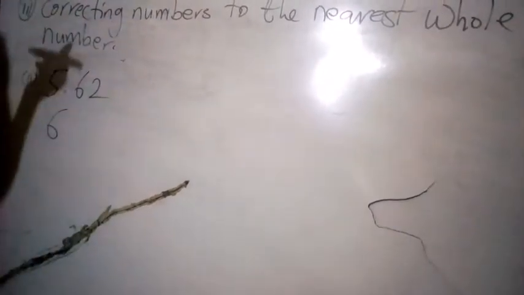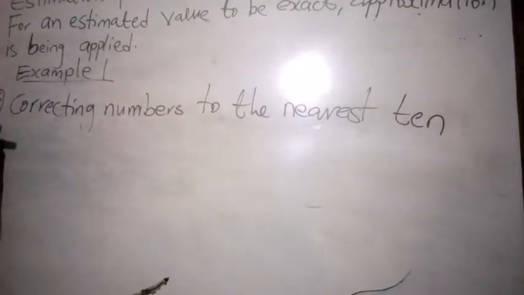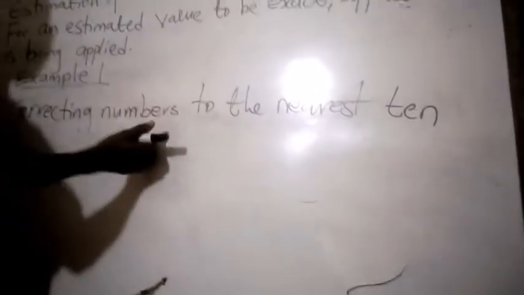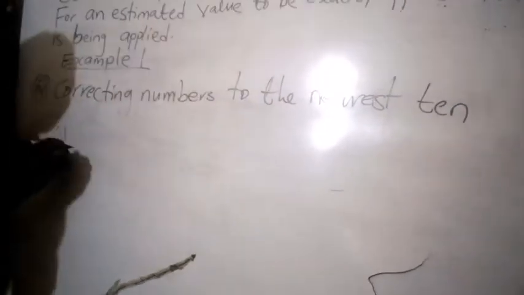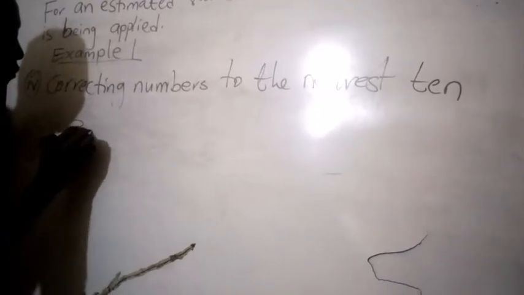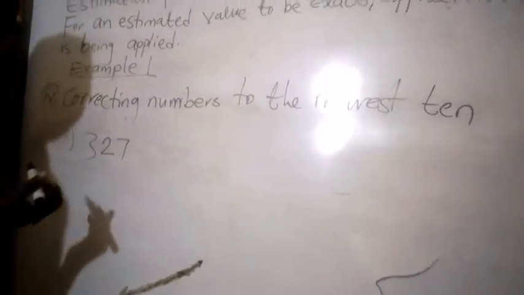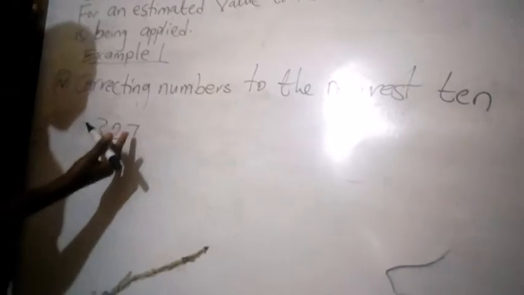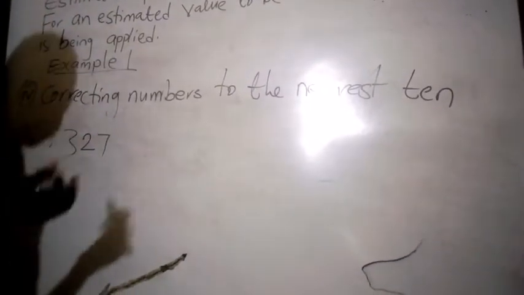We are on lesson 4 of this same topic, correcting numbers to the nearest 10. Supposing I have 327. This is 327. I'm to correct this figure to the nearest 10.